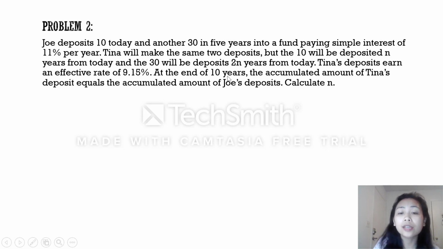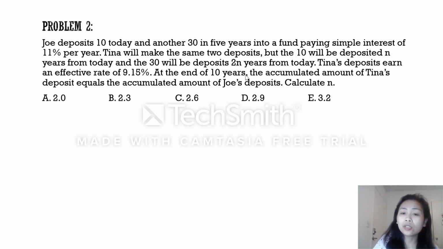At the end of year 10, the accumulated amount of Tina's deposits equals the accumulated amount of Joe's deposits. Calculate n. So here the question says at the end of 10 years, so they already indicate the comparison date is 10 years from now, right? And the question gives you 5 option choices.